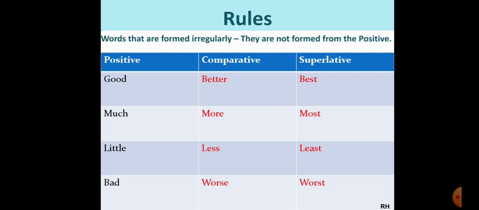Okay, students? So these are some of the rules that you need to remember when you are changing positive to comparative and superlative. There are 5 types in which we change the degrees, right? We'll see in our next presentations which are those 5 types.